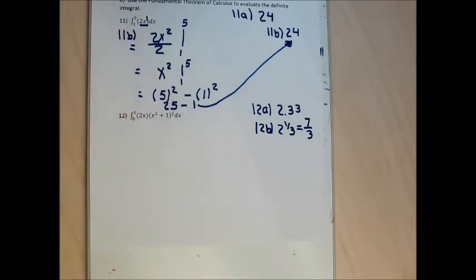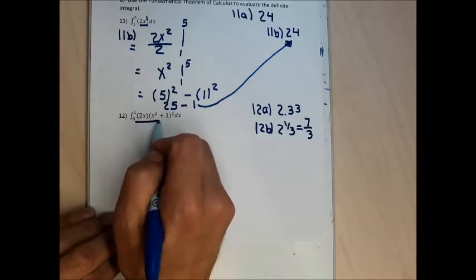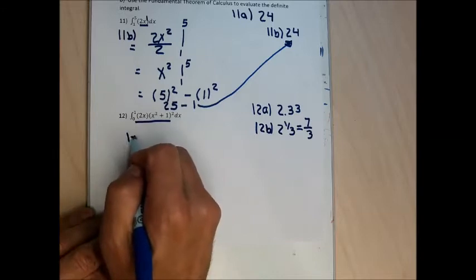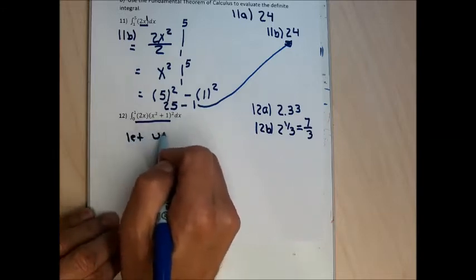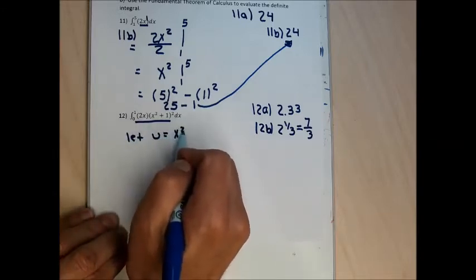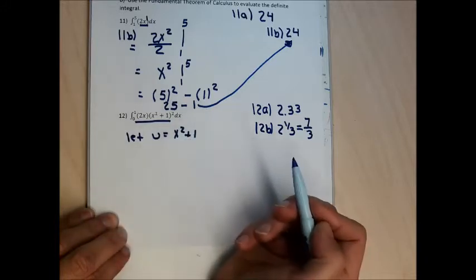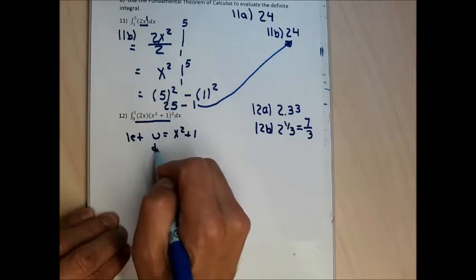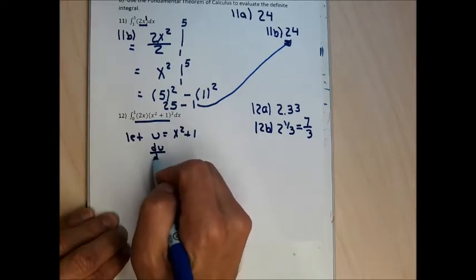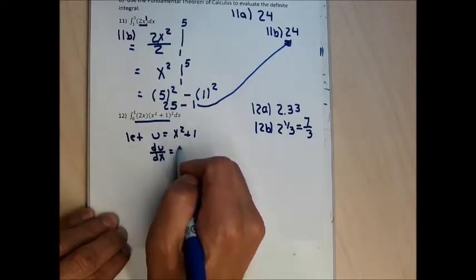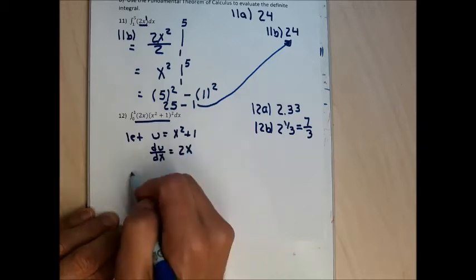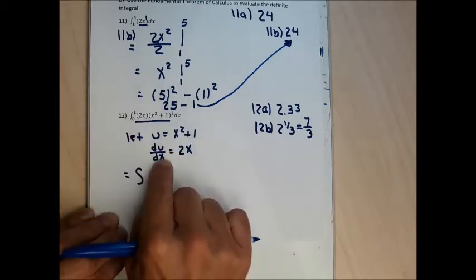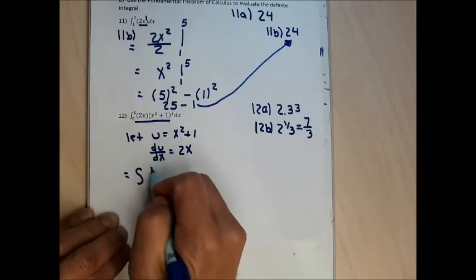To do part B of number 12, I need to integrate this, and to do this I need to use substitution. I'm going to let u be x squared plus 1, and let me do 2 things in one just to save some space. I'm going to find the derivative with respect to x, which is going to be 2x. I'm going to change the integral to have u's. This 2x I'm going to change to du dx.